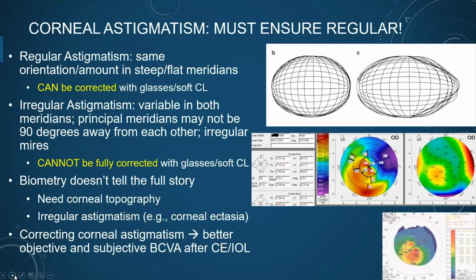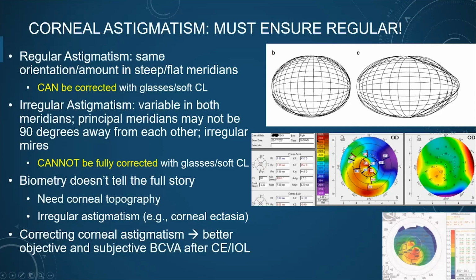So we have to ensure that when we are going to address the corneal astigmatism, we make sure that it is regular. So what is regular astigmatism? Like we see in panel B here, it has to basically be the same orientation and the same amount, both in the steep and flat meridians. In other words, it has to be a symmetrical football. Right, that's how we want to imagine what regular astigmatism is. It's a symmetrical football, and it can be corrected with glasses and soft contact lenses.